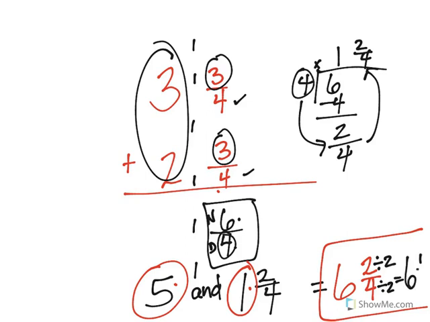2 divided by 2 is 1. 4 divided by 2 is 2. So they're the same. Very good. And I wrote the whole number here so we don't forget. All right, one more and we will be done.